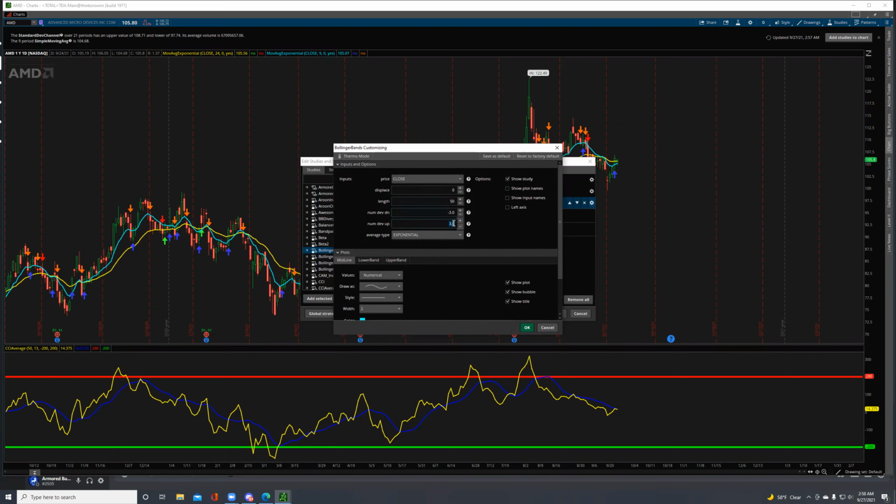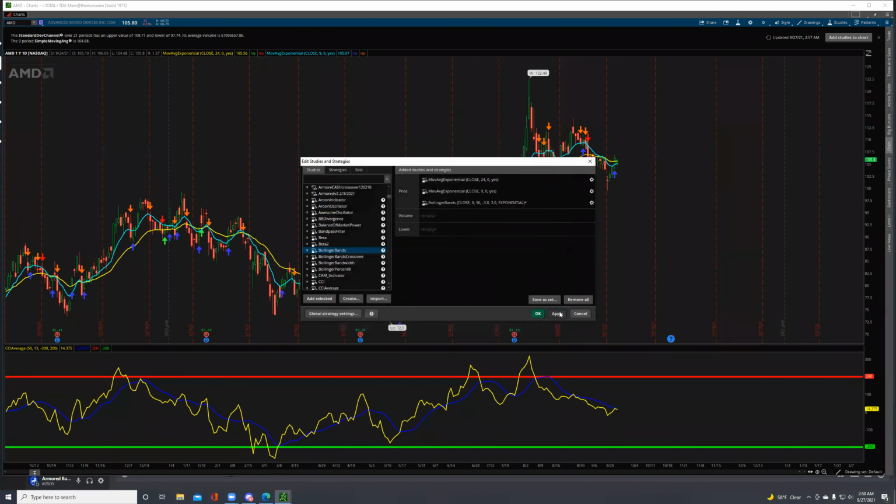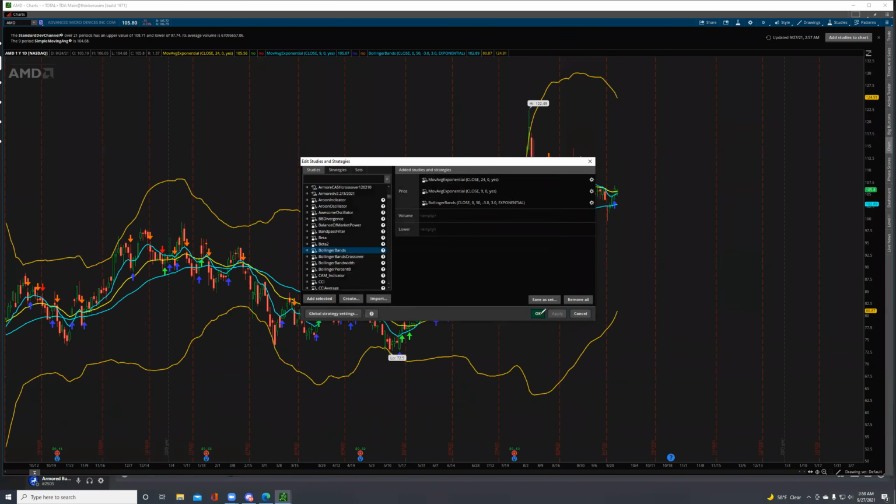The standard is 2. I went to exponential on the moving average. Now, if you do weighted, you'll probably get a little different scenario occurring. So just be careful on that. But as far as the lower band, let's keep that, looks good, and voila.